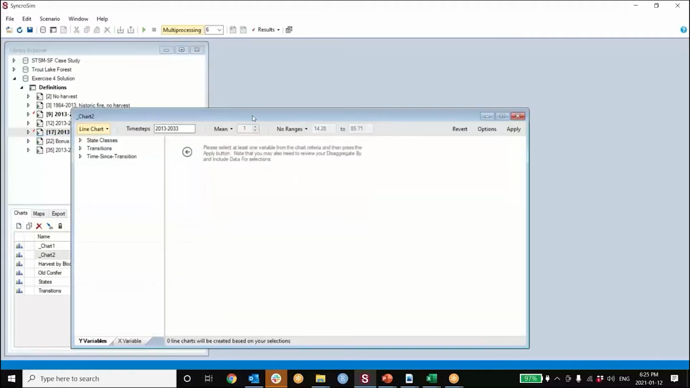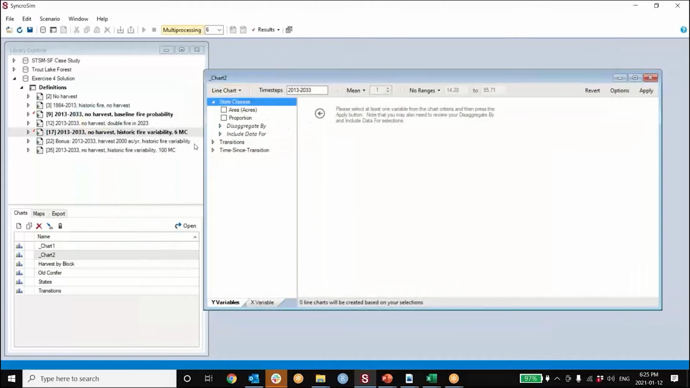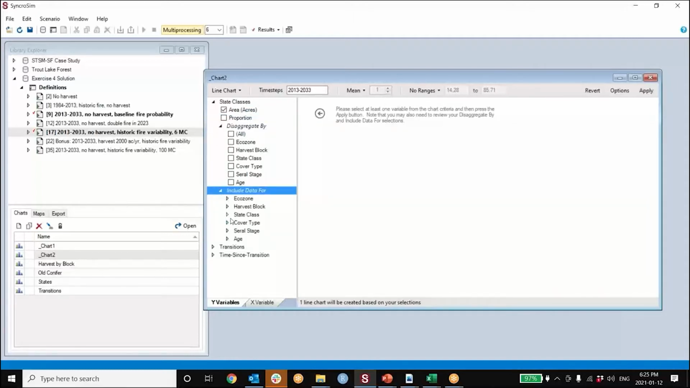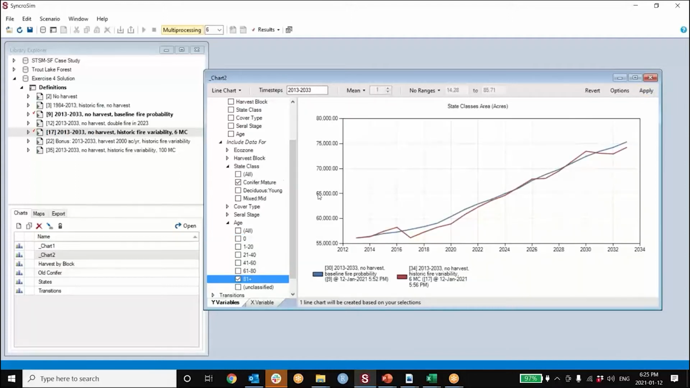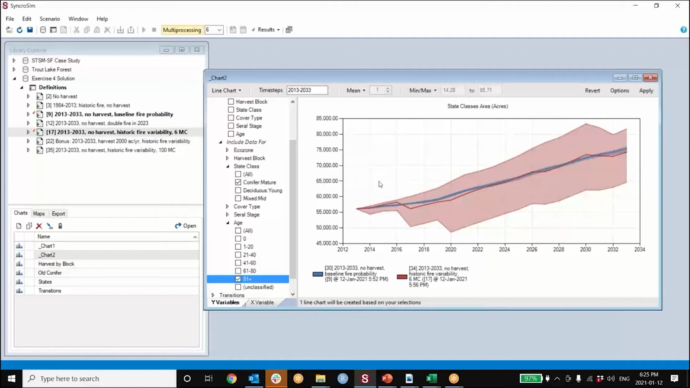So again, just to reiterate how we do this with the charts, state classes, we can look at the area. And in this case, we don't need to disaggregate by anything because we can just filter for only conifer and only age 80 plus. So that's this. And so here we see the two means, which again, we expect. This is the mean old conifer area.